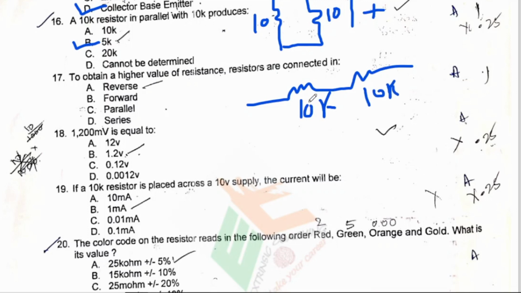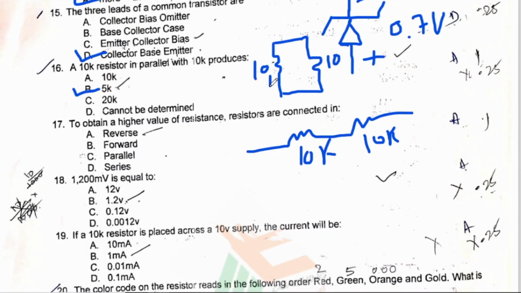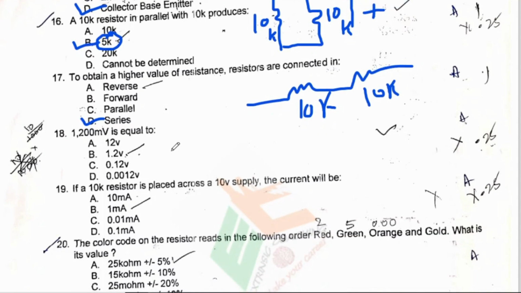As we have seen in the above example, if you connect two 10K resistors in parallel, then the overall resistance will be 5K. It will decrease. In parallel, resistance will decrease. In series, resistance will increase. So resistance will increase in series. So option D, series, is the correct answer here.